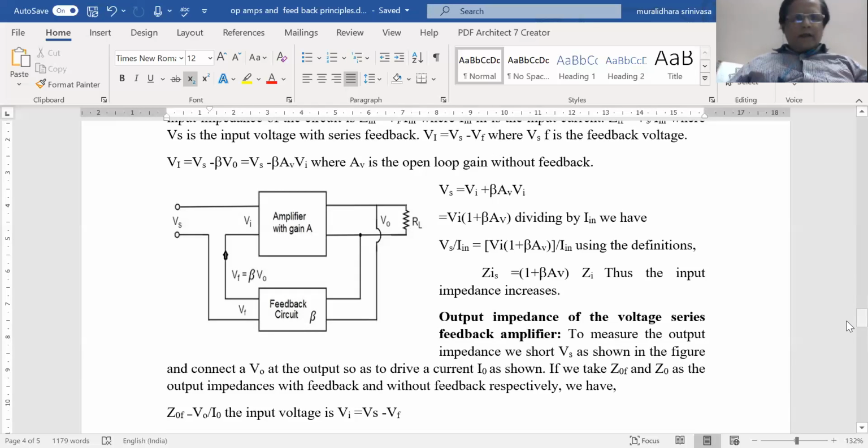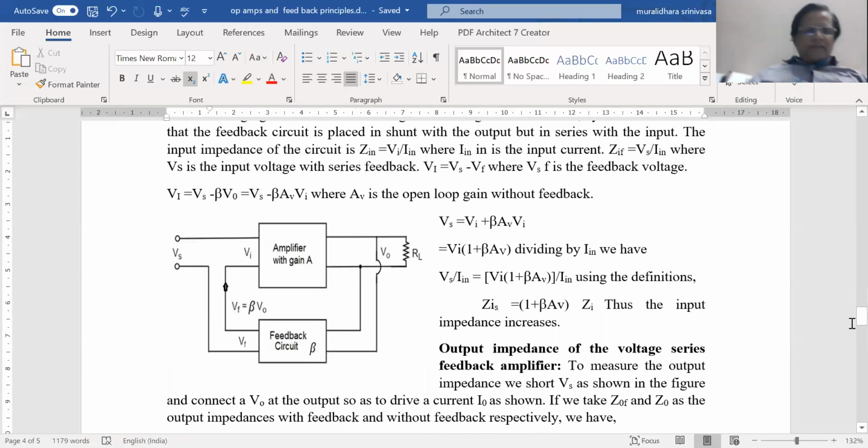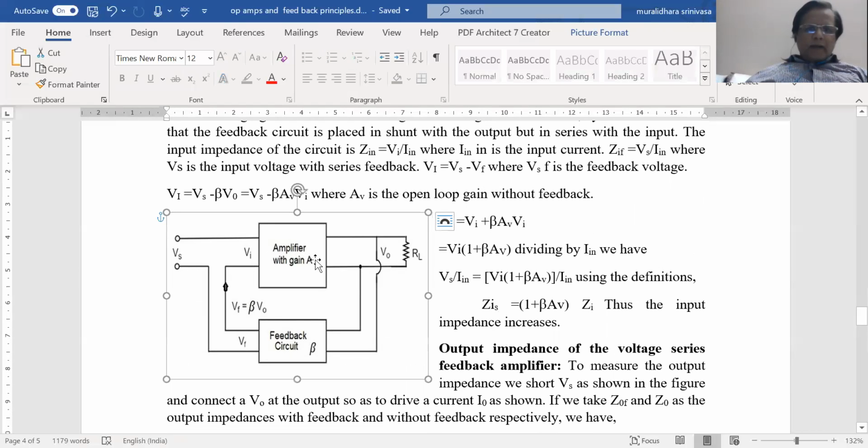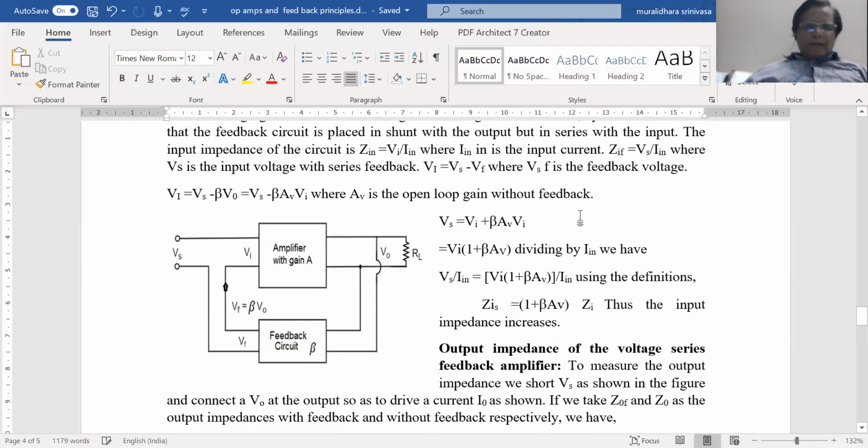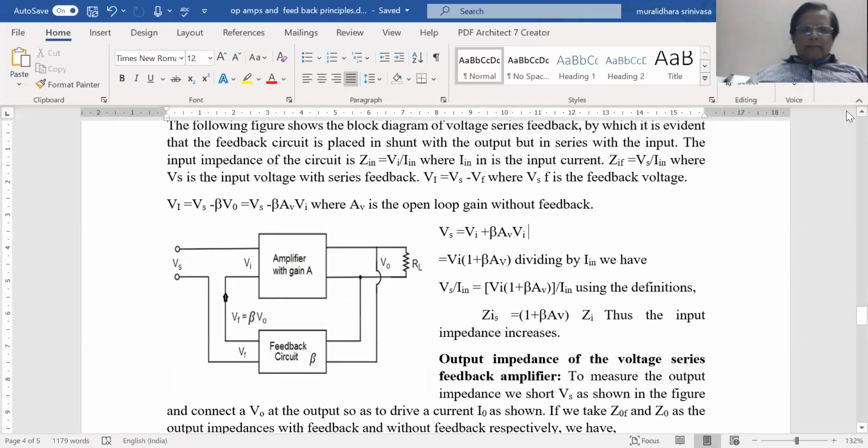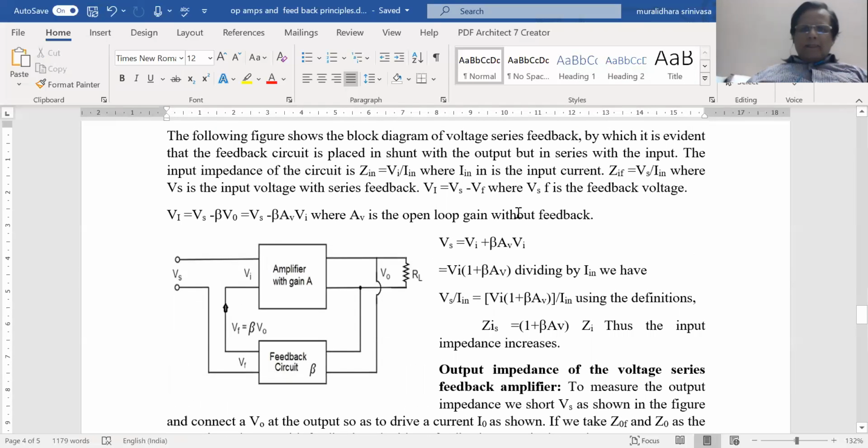Let me say it once more, and look at it quickly. This is a voltage series feedback circuit. Vin is the input voltage for the original amplifier with gain A, let us call it gain AV. So that is the gain of the amplifier. V naught is the output. Now if I want to look at the input impedance, it is Vi, the input voltage, divided by In, which would be the input current, which is not shown here anywhere.